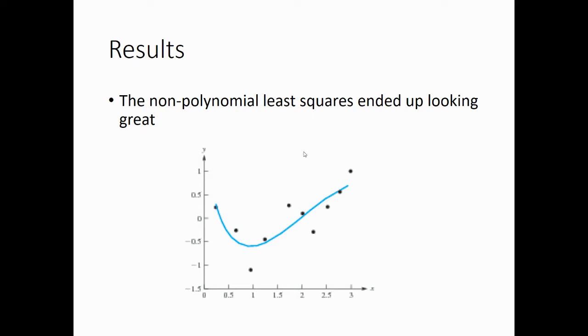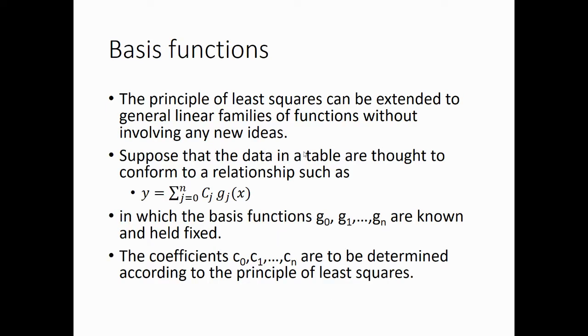This one actually covers quite a few of the points, and it's best fit line. There is an outlier at 1, minus 1, but that's really about the extent of it. Everything else is very close. So the principle of least squares can be extended to general linear families of functions without involving any new ideas.